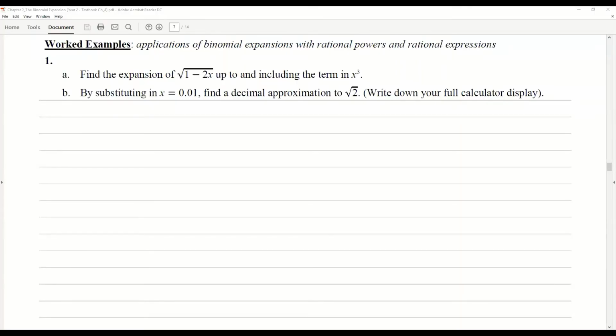Worked example 1, this is our first application of binomial expansion, and what we're going to do is we're going to use it to approximate root 2. That's in part B. You'll need your calculators for this one. Okay, so the first thing to do is find the expansion of 1 subtract 2x, all square rooted up to and including the x cubed term. So please be aware of that. Okay, it's really important, the x cubed term.